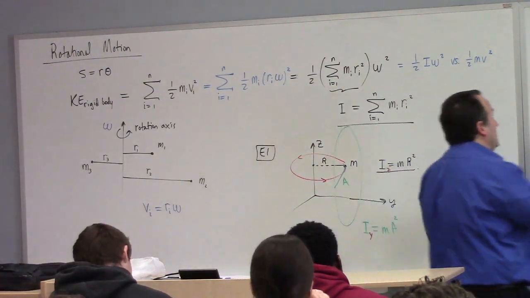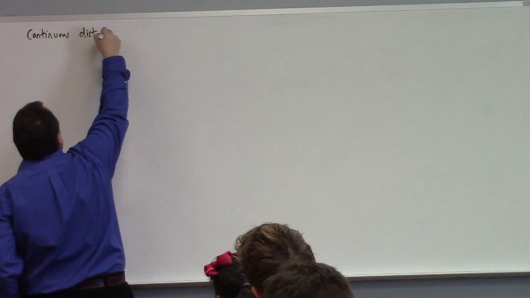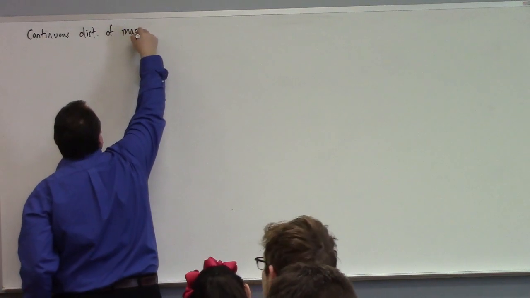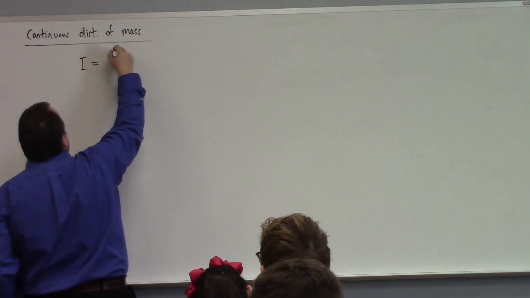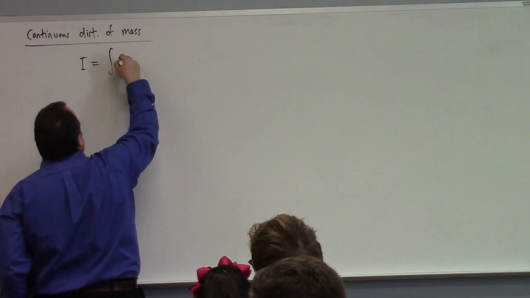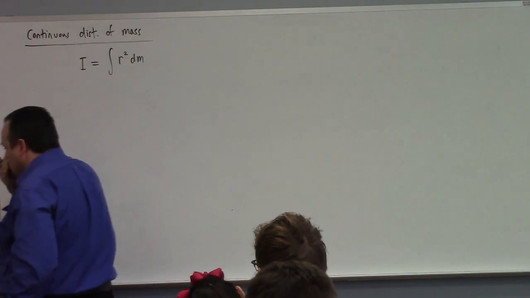So for a continuous distribution of mass, we can talk about the moment of inertia as the integral of r squared dm.